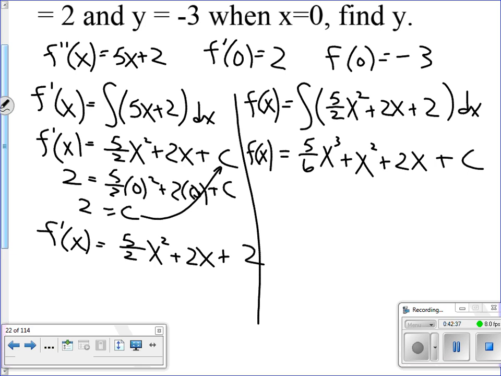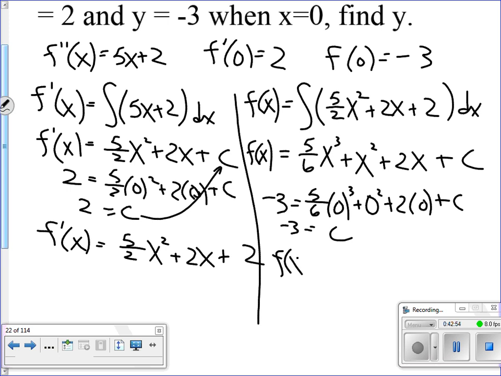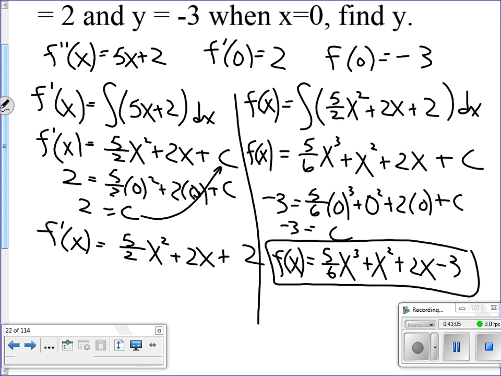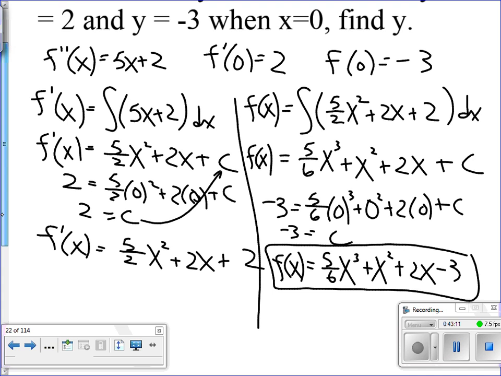Now we just have to get c for our function. So we plug in negative 3 for f of x, and we plug in 0 for all the x's. That means that c equals negative 3. So our final answer is f of x equals 5 sixths x cubed plus x squared plus 2x minus 3. When you integrate, you are going to wind up with a plus c with an indefinite integral, which is what we've been doing.